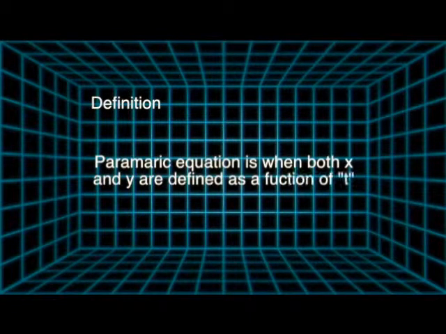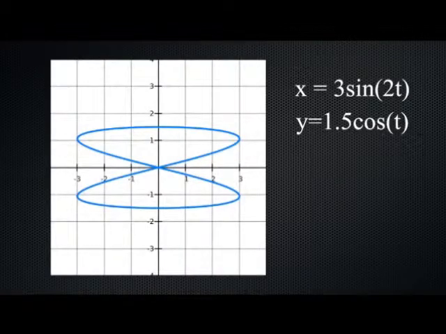When both x and y are defined as a function of t, we have a parametric equation. In this video, I am going to talk about my exploration on parametric equations. To explore, I chose the equation x equals 3 times sine 2t, y equals 1.5 times cos t.